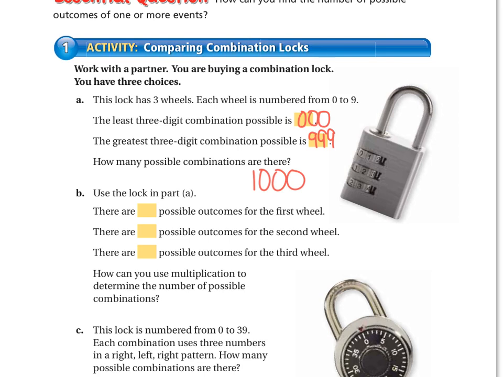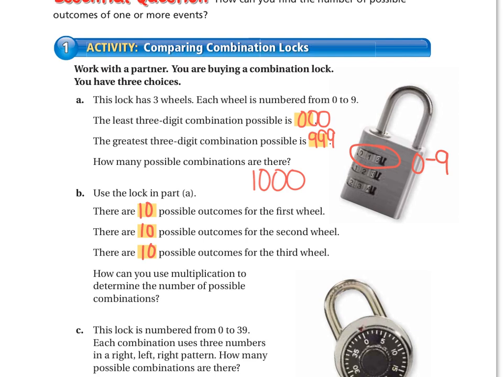Letter B says use the lock in part A. There are blank possible outcomes for the first wheel. Well, for the first wheel, I can do anything from 0 to 9. So that's 0, 1, 2, 3, 4, 5, 6, 7, 8, 9. That's actually 10 numbers. 1 through 9 is obviously 9, and then 0, you have to add that one in there. So there are 10 possible combinations for the first wheel. There are also 10 for the second wheel, and then 10 for the third wheel.